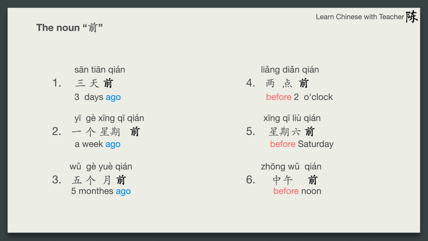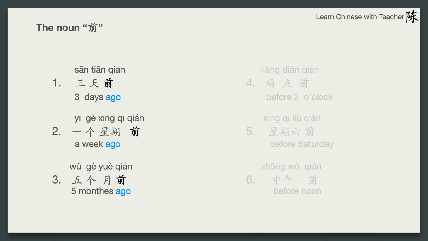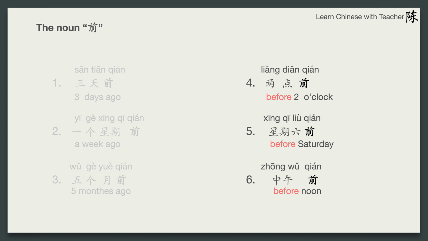I believe you may get confused. All of the phrases are about time. Why it means ago in the first 3 phrases, and why it means before in the rest of the 3 phrases. That's a good question. Let me explain. When a period of time is mentioned, 前 must be translated into ago. And when a specific time is mentioned, then 前 must be translated into before.